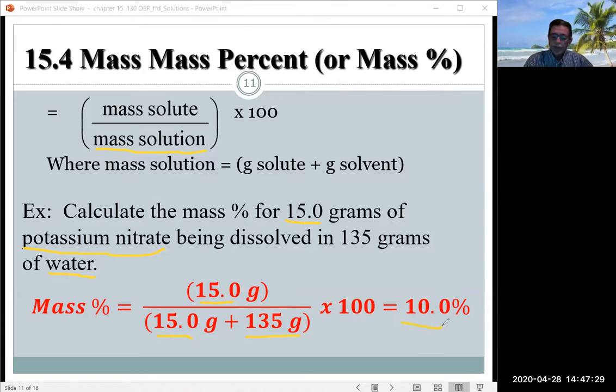So that ratio there, after you do the math, you multiply it by 100, and you end up with a 10% solution by weight. So taking 15 grams of potassium nitrate and dissolving it in 135 grams of water gives you a 10% by weight solution. Here they use potassium nitrate, but in reality it could be anything because we're not concerned about the molar mass here. We just want to know how much of that material we're going to be using.